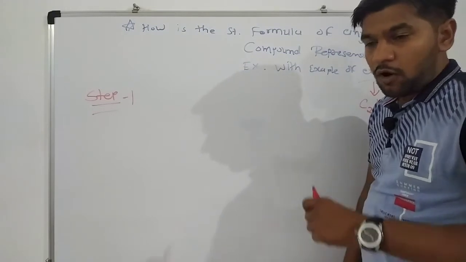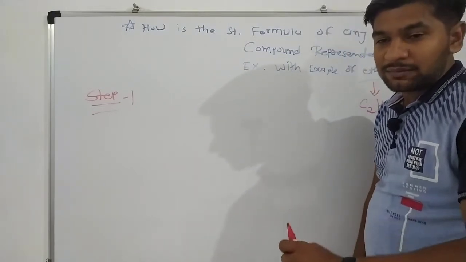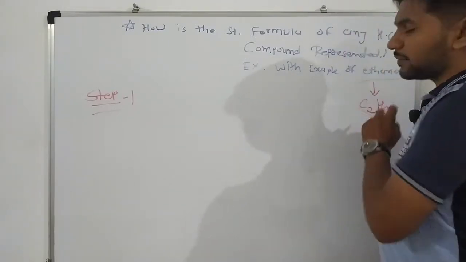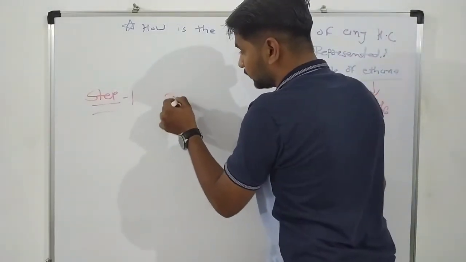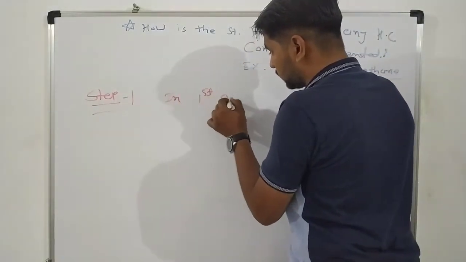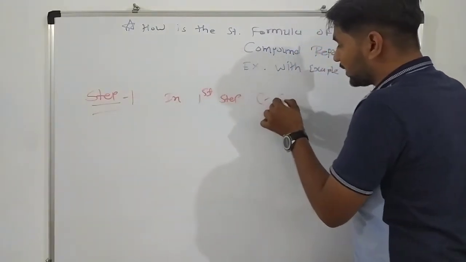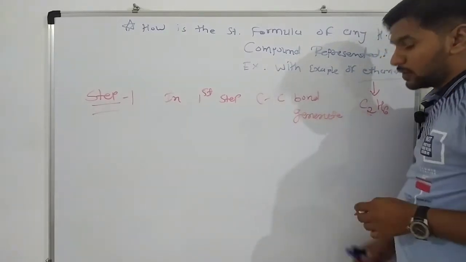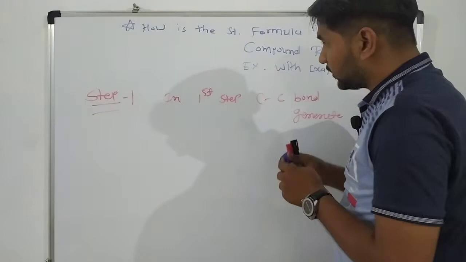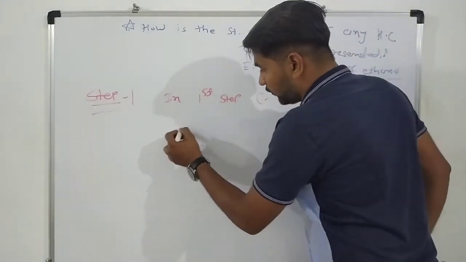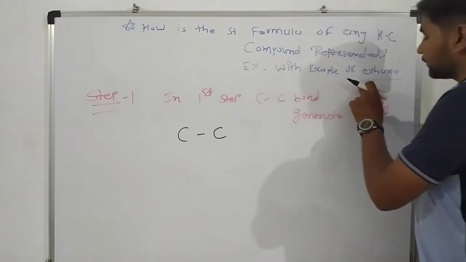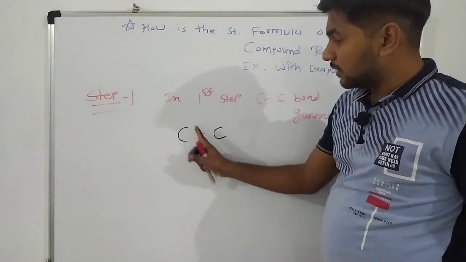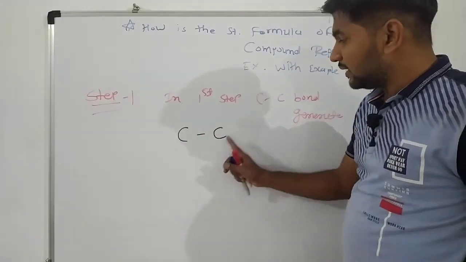In step number 1, carbon is always attached with a covalent bond. In ethane there are 2 carbons. So in the first step, a carbon-carbon bond is generated. So here it forms a carbon-carbon single bond. Now only one valency is satisfied, another three valencies are left.